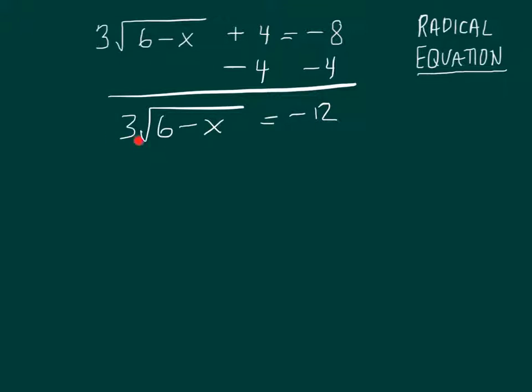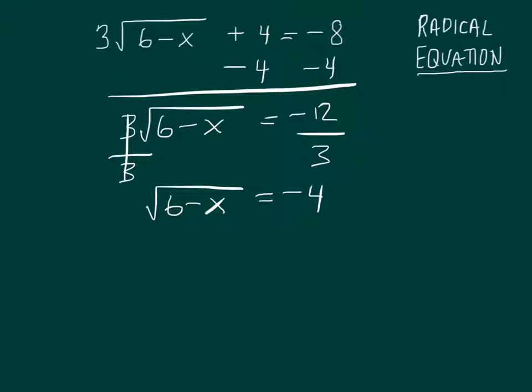Now, many people, for some reason, want to subtract the 3 on both sides, but that's not the right way to go. So, since the 3 here is multiplied to the rad 6 minus x, we must do the opposite of multiplication and divide. So in this case, we get 1, and this gives us rad 6 minus x equals negative 4.